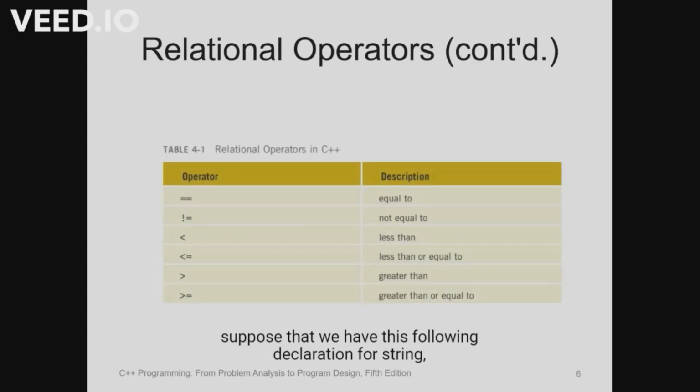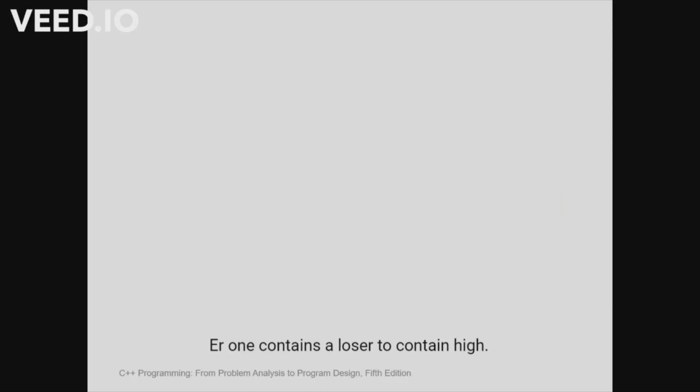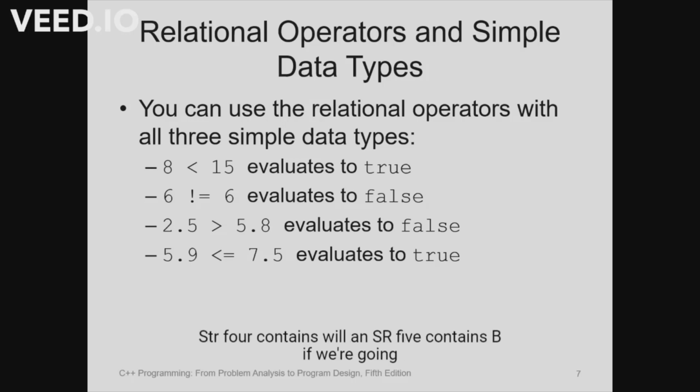Let us suppose that we have the following declaration for strings. We declare the string data type for str1, str2, str3, str4, and str5. Those variables have already been assigned different string values. str1 contains hello, str2 contains hi, str3 contains air, str4 contains bill, and str5 contains big.